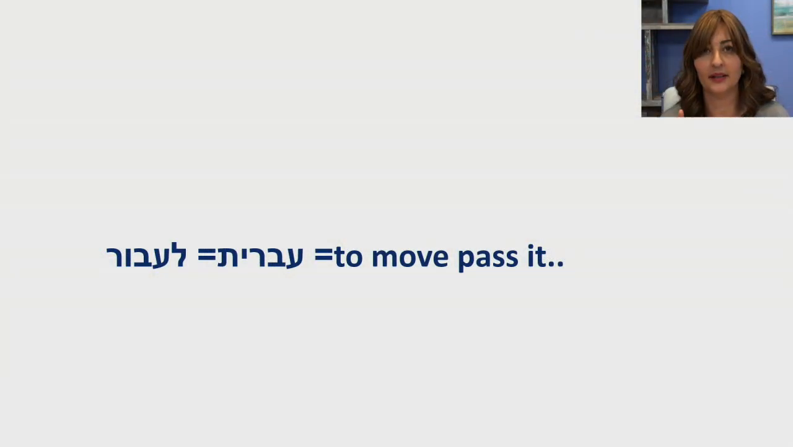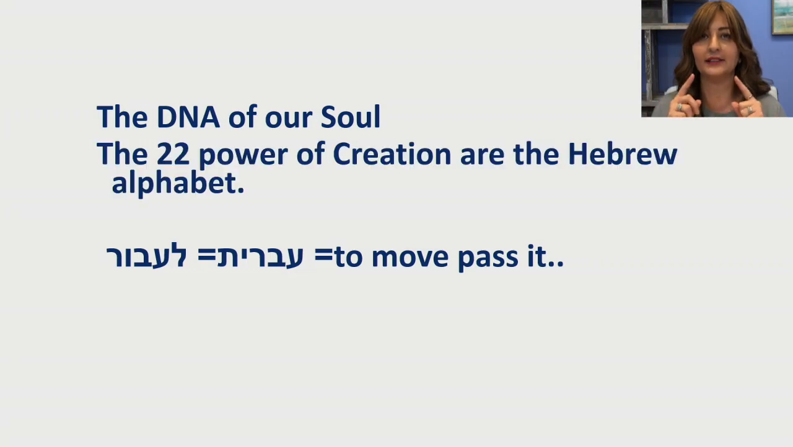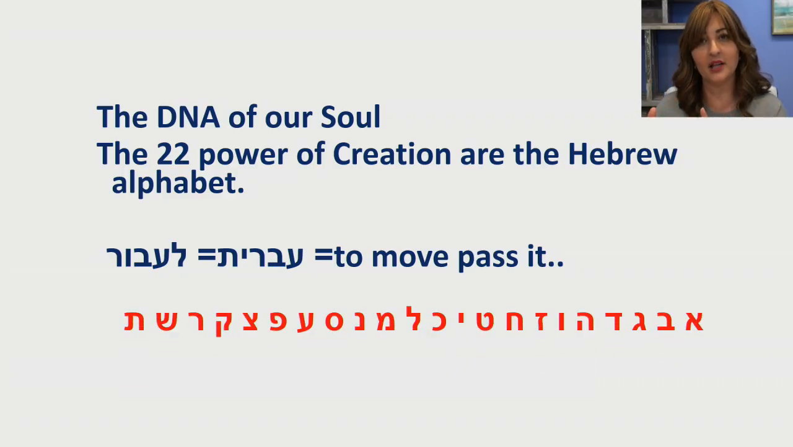We can see the letters in the next slide. Here is what I'm showing you: the word Ivrit in Hebrew comes from the word la'avor, which is to move past, or to move forward, or to transform. So when we use the Hebrew letters, it allows us to move from one level to the other, jumping from one consciousness level to the next. And we can see that the Hebrew letters are the DNA of our soul. We called them building blocks earlier, but the whole 22 letters are the 22 powers of creation, okay? This is the power of the Hebrew letters, the power that creates our world, and we can create our reality.